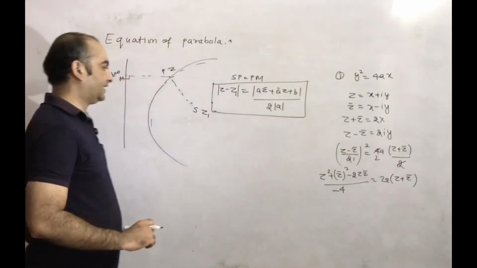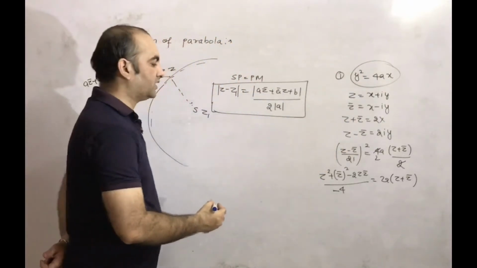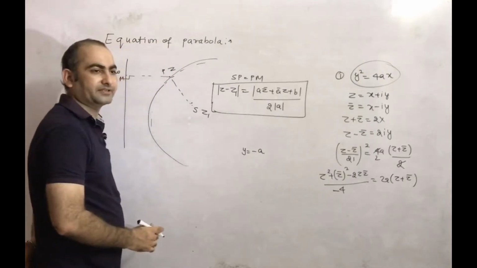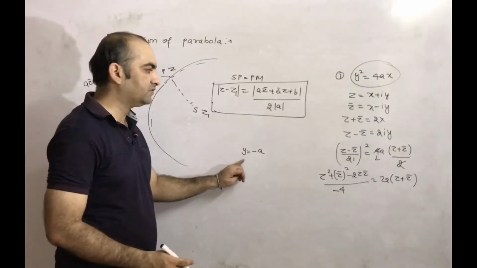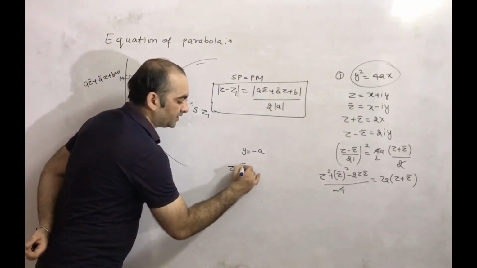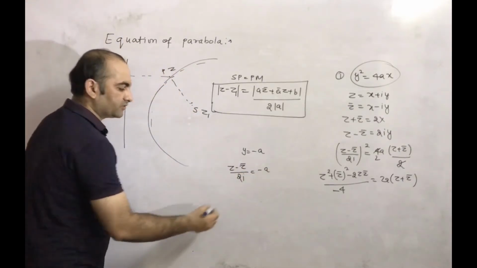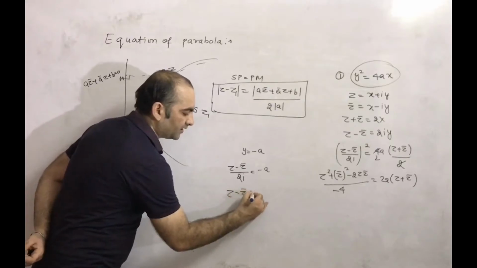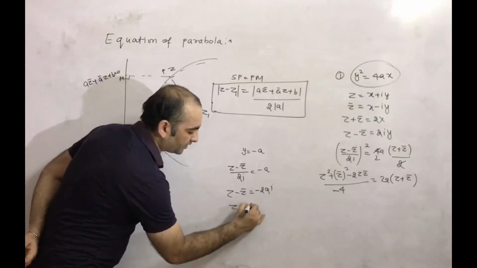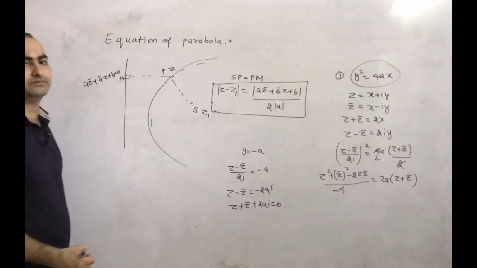What is the directrix? For this parabola, the directrix is y equal to minus a. That is your directrix. If you put this, the y value is z minus z bar divided by 2i. So z minus z bar divided by 2i equal to minus a. From here, the directrix equation you got is z minus z bar equal to minus 2a i. So this will come out as z plus z bar plus 2a i. That is your directrix equation.